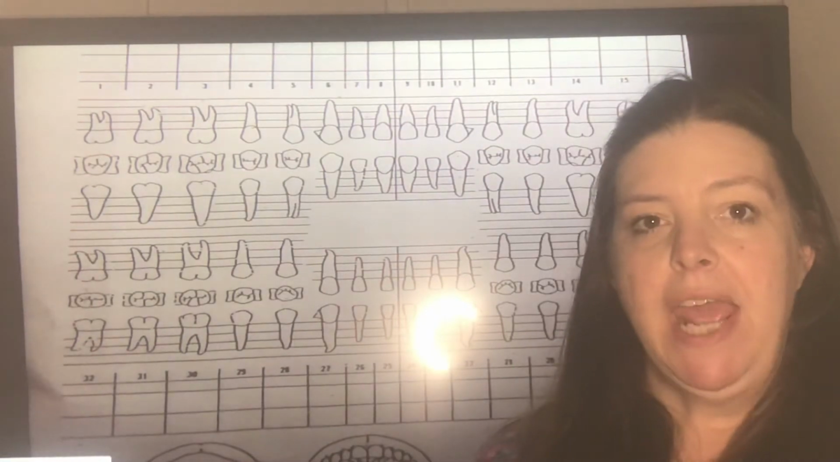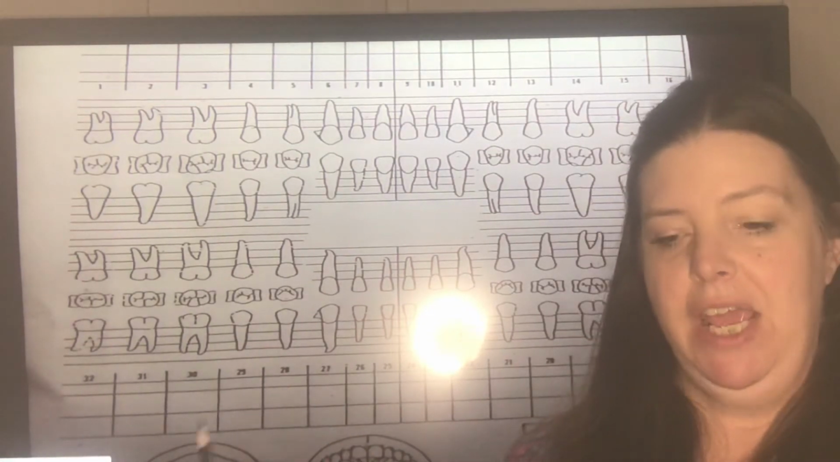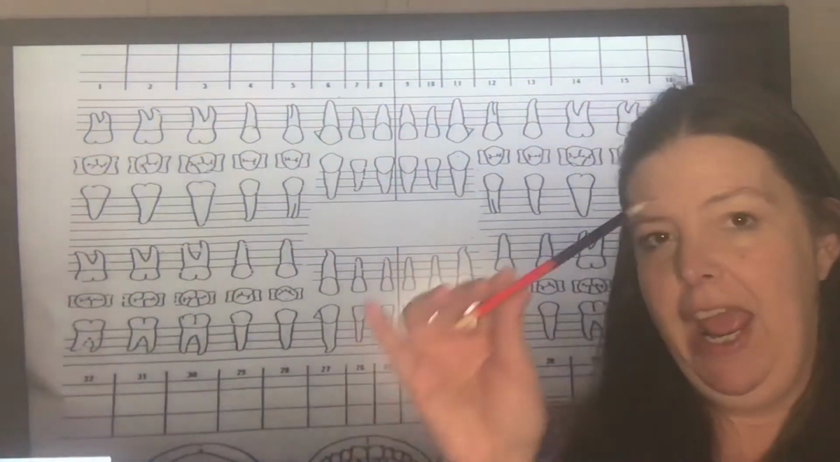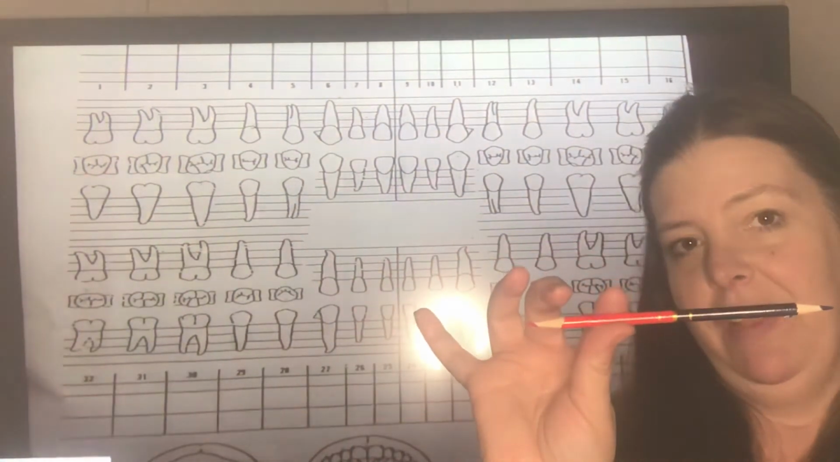Today the two things you're going to need are possibly your book, your ROP sheet, and your red and blue pencil. So let's get started.